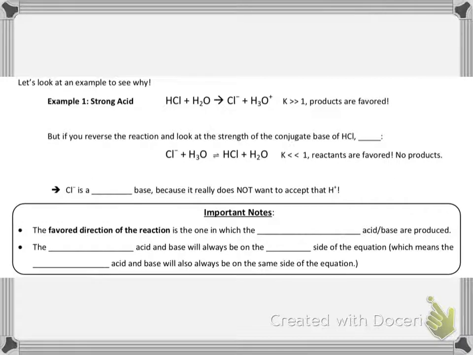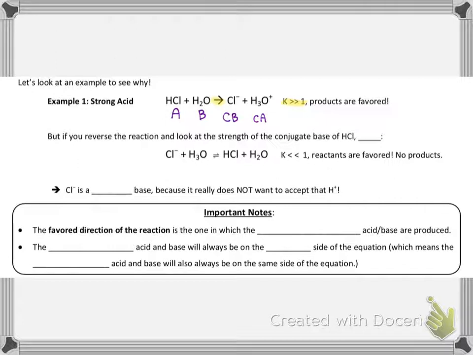So we're going to look at the strong acid, hydrochloric acid. It's always a convenient one. Because it's a strong acid, this reaction goes to completion. So HCl is acting as the acid, and it donates its proton to water, which is acting as the base, forming the conjugate base, which is the chloride ion, and the conjugate acid, the hydronium ion. Now this, of course, is a strong acid, so the K is much greater than 1. The products are very, very favored. Notice the arrow. It goes to completion.